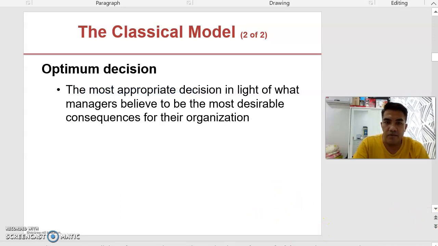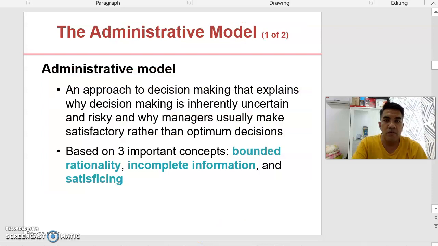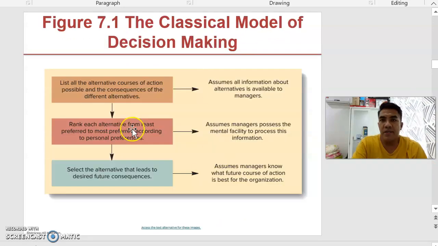Optimum decision, the most appropriate decision in light of what managers believe to be the most desirable consequences for their organization. So we look into figure 7.1. This is the classical model of making decision.